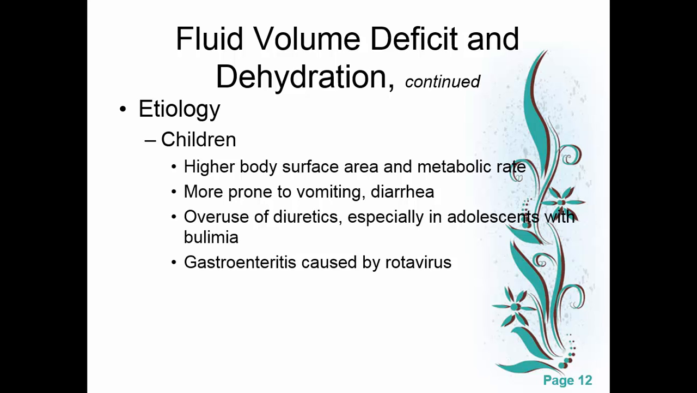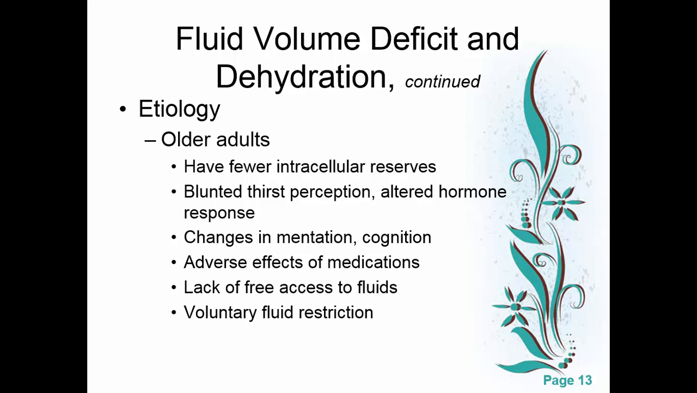Their increased respirations normally cause an increase in insensible loss from their lungs. Radiant heat can also be used in low birth weight infants to help maintain their heat, and so that is another risk as well. Older adults have fewer intracellular reserves, causing rapid development of dehydration. They have a blunted thirst perception and altered hormone response. This also contributes to dehydration.